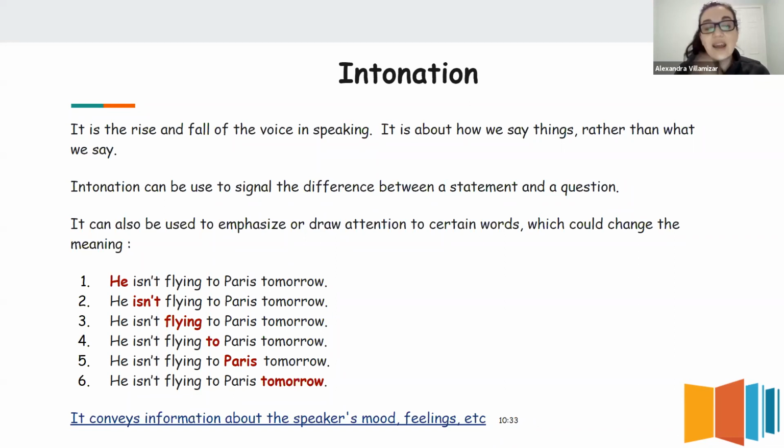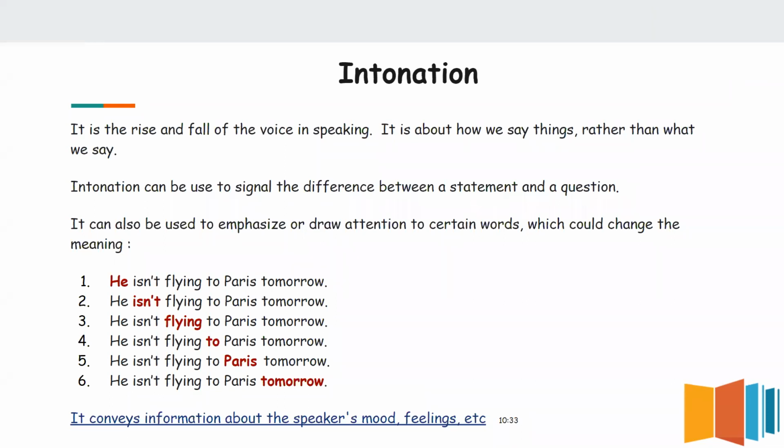So here I have the same sentence written 6 times. But as you can see, there is one word in each sentence that is highlighted, okay? I would like 6 volunteers, each one of you to read one of those sentences and to make emphasis on the word that is in red, to make that intonation. And then after you read that sentence, you are going to share with us the meaning of that sentence. So who would like to read number 1, please?